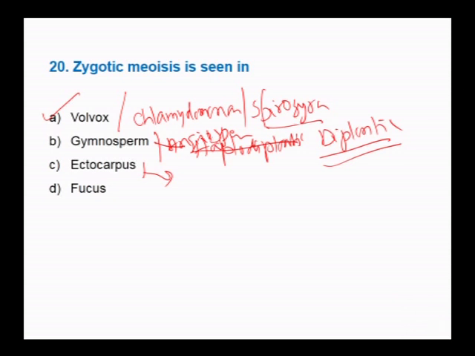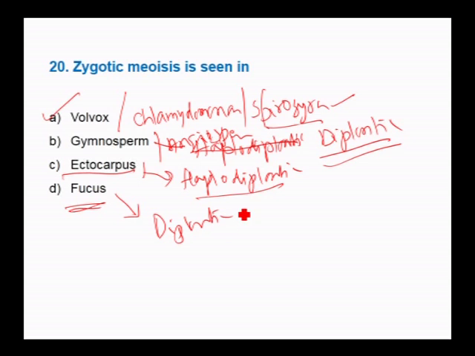Ectocarpus is an alga which shows haplodiplontic life cycle. A very rare thing: algae can exhibit haplontic, diplontic, and also haplodiplontic life cycles. Volvox, Chlamydomonas, Spirogyra are algae which exhibit the haplontic life cycle. Ectocarpus exhibits the haplodiplontic life cycle. Fucus is an alga which exhibits the diplontic life cycle. Actually, this is taken from your first PUC, but with respect to this question, zygotic meiosis is only in Volvox, Chlamydomonas and Spirogyra. Therefore, the answer is Volvox.